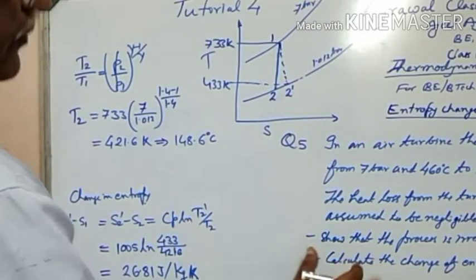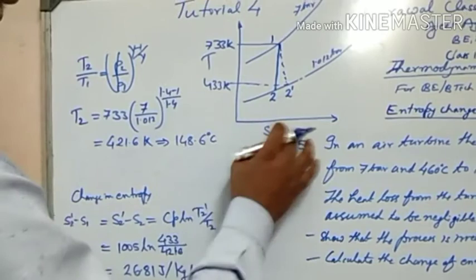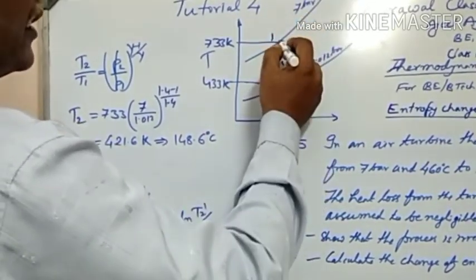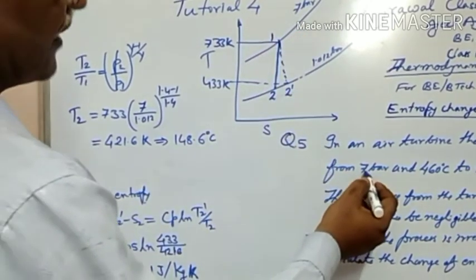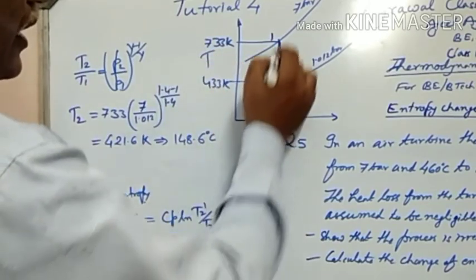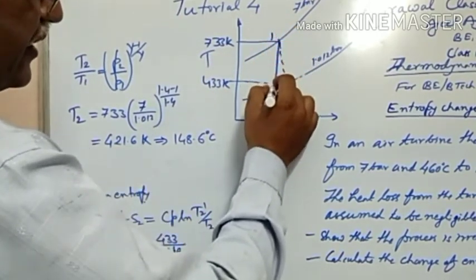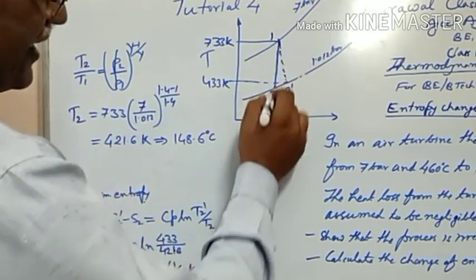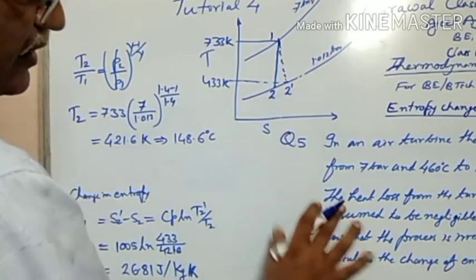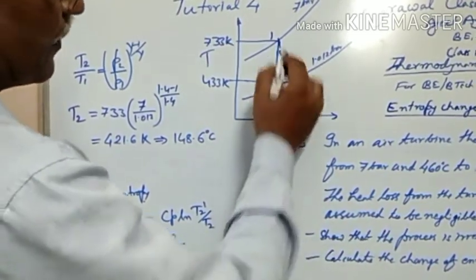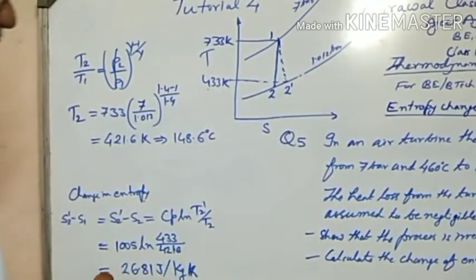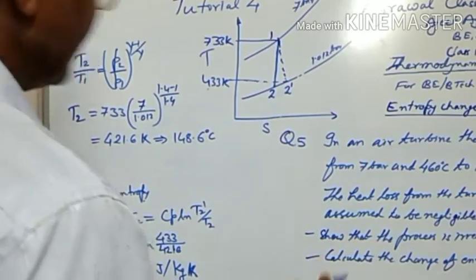So first we will draw the TS diagram. On the TS diagram, this is the constant pressure line. Here I am selecting point 1 as 7 bar and temperature 460, that is 733 Kelvin. And if it is adiabatically and reversibly expanded, then it is a vertical line, a constant entropy process. So this is the point 2. But in this particular case, the process is going up to 2 dash, and here the temperature is given as 433 Kelvin, that is 160 degrees centigrade.